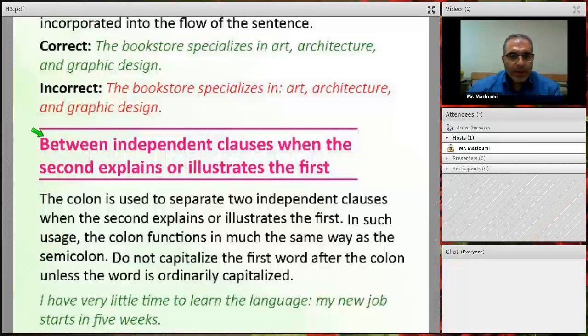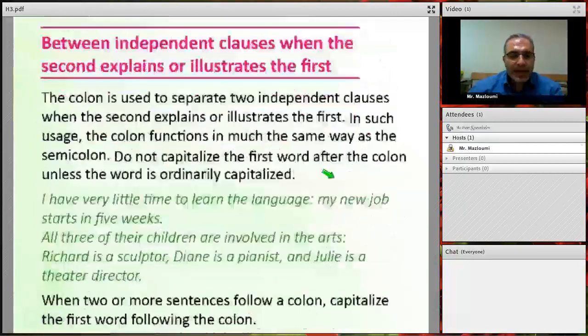Okay. So, it was necessary to get this part. So, everyone, we use the colon. This is one of the grammatical uses of the colon. We use the colon between independent clauses when the second explains or illustrates the first. Okay, so we use the colon between independent clauses, main clauses, please pay attention, when the second, here meaning the second clause, the second sentence, explains or illustrates the first clause or the first sentence.